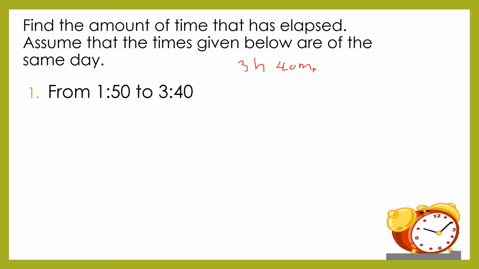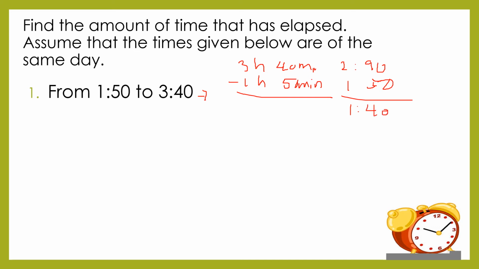Okay, so minus 1 hour and 50 minutes. So, all you have to do is convert. So, this will be 2 hours. So, the 1 hour becomes 60. 60 plus 40, that is about 100, no? So, 100 minus 1 hour and 50 minutes. So, your elapsed time is 1 hour and 50 minutes. So, that's the answer. That will be your elapsed time. Okay.